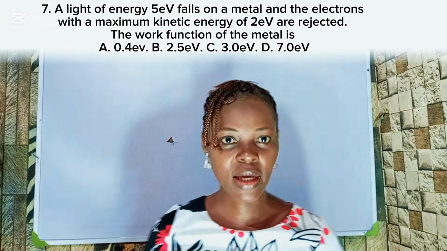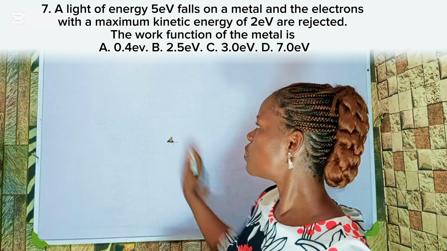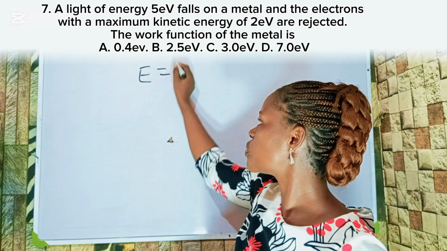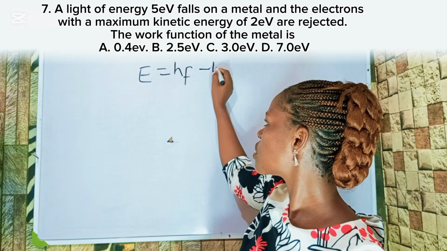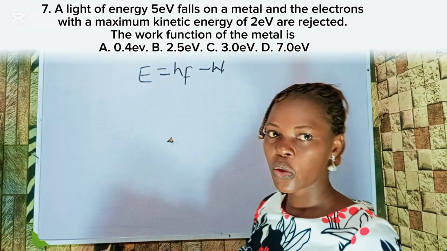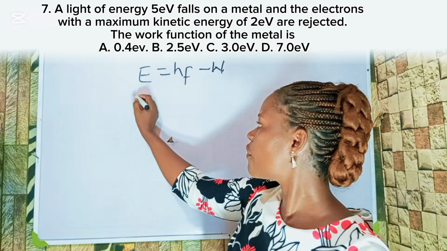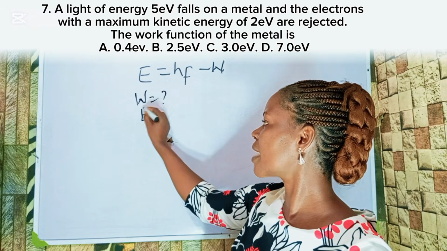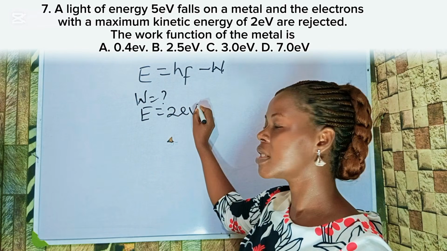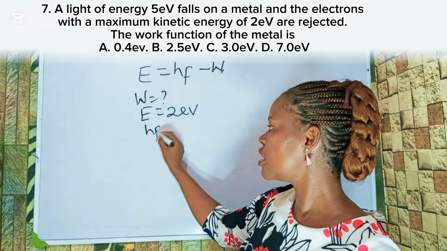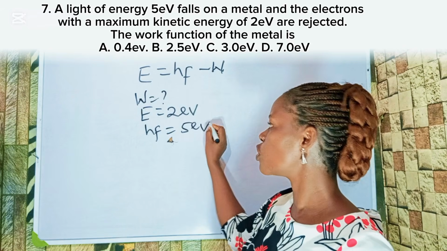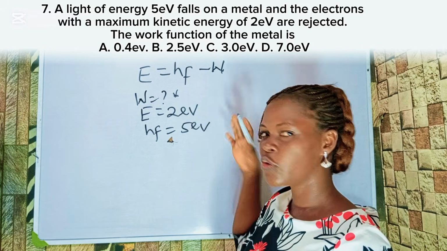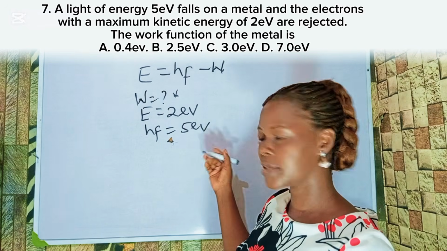So let's work it out, okay? Light of energy, right? So we should not forget this photoelectric equation, which is E is equal to hf minus work function, right? So from this question, the work function is what you are looking for. We have the kinetic energy to be 2 electron volts, but the energy of the photon, hf, is given as 5 electron volts. So we want to make this the subject of the formula. We're going to just put in our values, and we'll get our answer, okay?